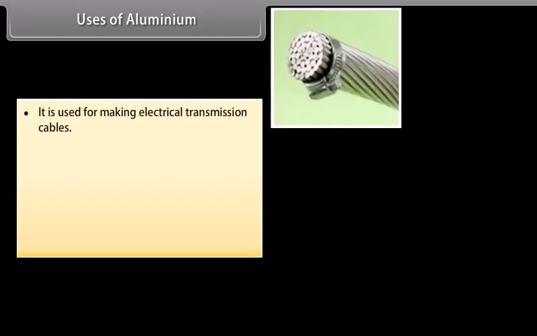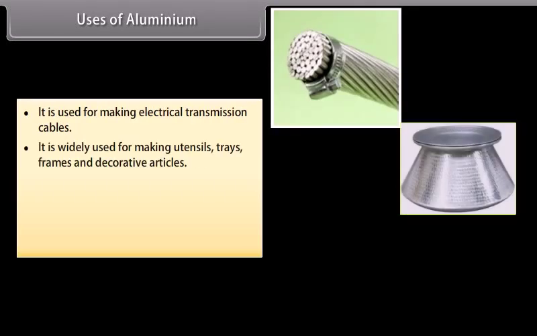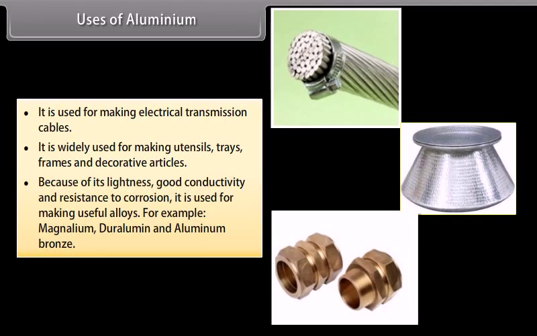It is used for making electrical transmission cables. It is widely used for making utensils, trays, frames, and decorative articles. Because of its lightness, good conductivity, and resistance to corrosion, it is used for making useful alloys. For example, magnesium, duralumin, and aluminium bronze.